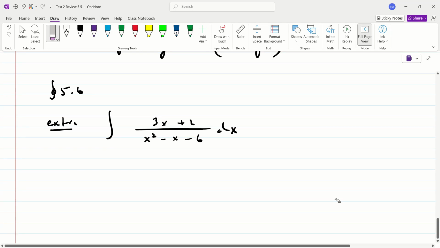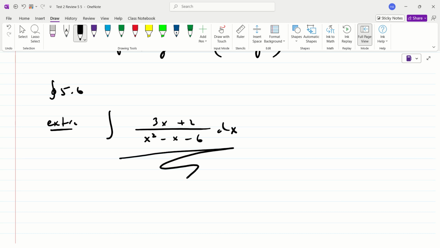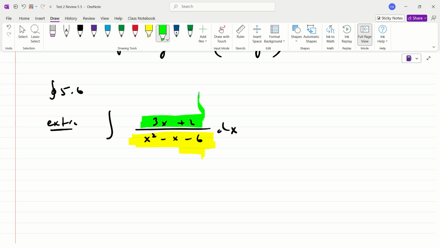In section 5.6, we take a look at partial fraction decomposition. In this extra problem, we first give it an eyeball and verify that the degree of the bottom polynomial is greater than the degree of the top polynomial, right? In this case, it's all good.